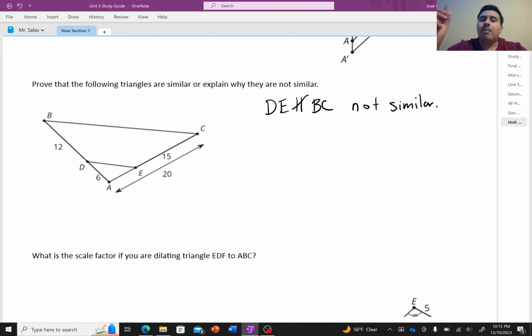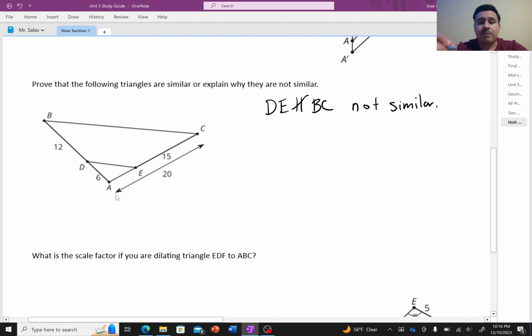But what if they say, hey, explain? By just knowing that DE is not parallel to BC, that's a dead giveaway that it's not similar. But how do I know? What is the reason? Well, the reason is that the scale factor that corresponds from AE to AC does not match the scale factor that goes from AD to AB. Let me show you what I mean.